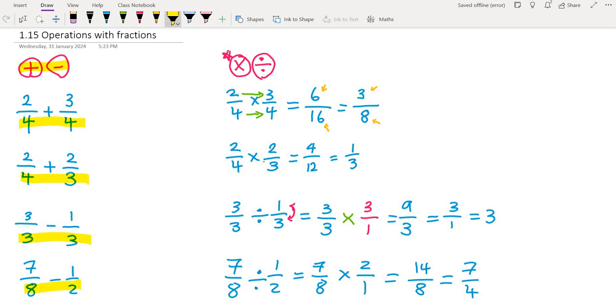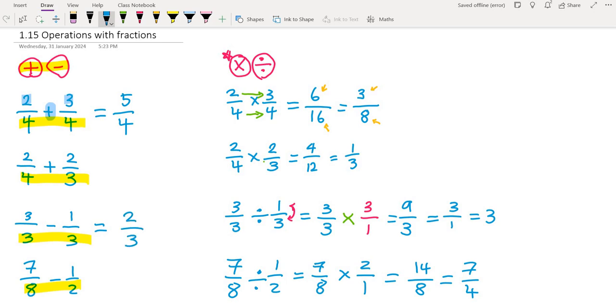If the bottom number, the denominator, is the same, all we need to do is do the operation. In this case, it's plus, and we only do it to the top. So 2 plus 3 is 5, and the bottom number stays the same. In this example over here as well, the bottom number is the same, so we just minus: 3 minus 1 is 2, and the bottom number is the same.